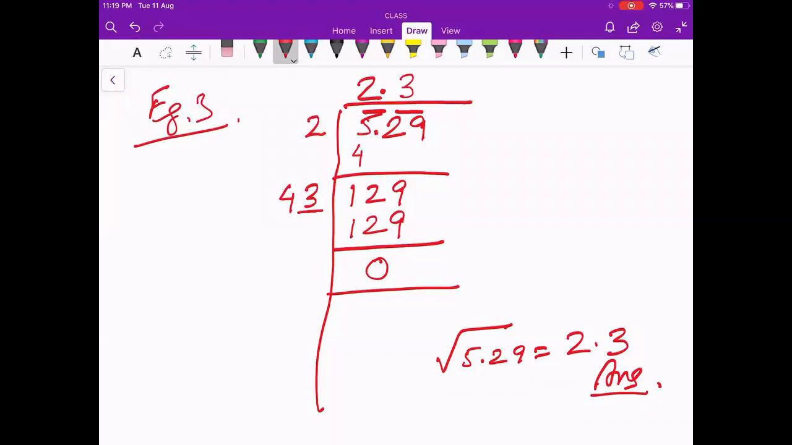Now suppose our number was 5.293, then how would we have proceeded further? Let's see. I will continue on this question only. Suppose 3 was also here in the question. Now, how would we have proceeded? We had to start from the left and move towards right and form a pair.